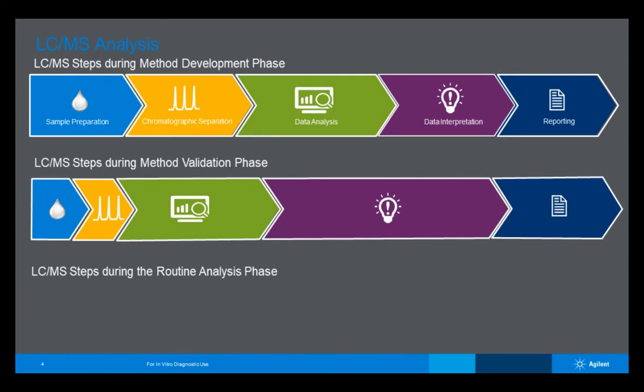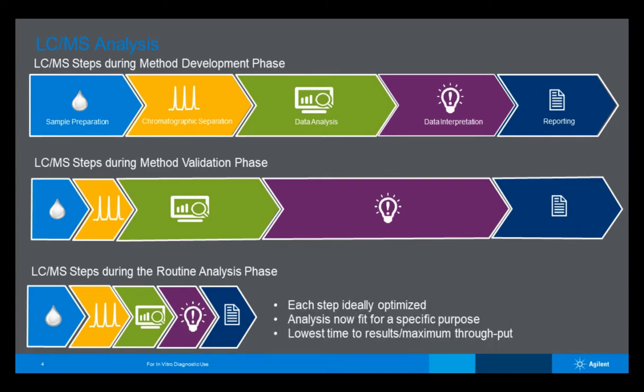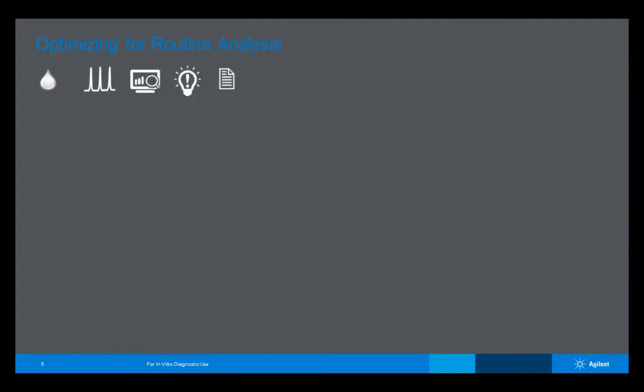Now, the final phase that we're looking at today is the routine analysis phase. And you can see that in this particular phase, each one of the 5 steps has been greatly reduced. That generally makes sense because the routine analysis phase is all about repeating the same process over and over again. So you can actually see where it's been reduced. And we can see that each one of the steps has been ideally optimized, and the analysis is now fit for a specific purpose. As I mentioned, during a routine analysis, the lowest time to results and the maximum throughput are really the name of the game.